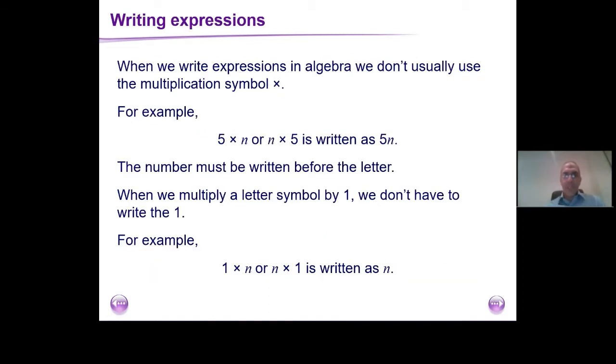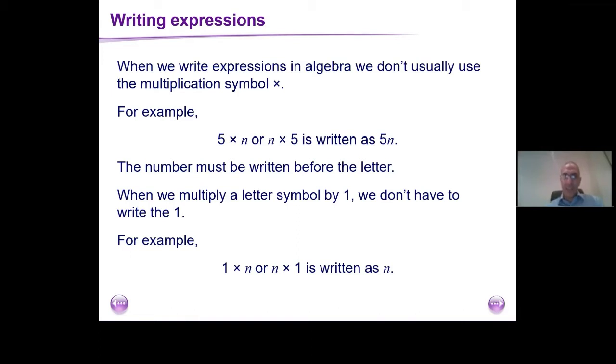So when we write expressions in algebra, we don't usually use the multiplication sign symbol either, as it gets quite confusing since the multiplication sign and x are very similar. So for example, if we were to write 5 multiplied by n or n multiplied by 5, we don't usually write this all together. We'll just write 5n, and this automatically is understood as 5 times n. So the number must be written before the letter as well. It's not wrong to write n5, but generally, as a rule of thumb, mathematicians usually put the number first and the letter second.